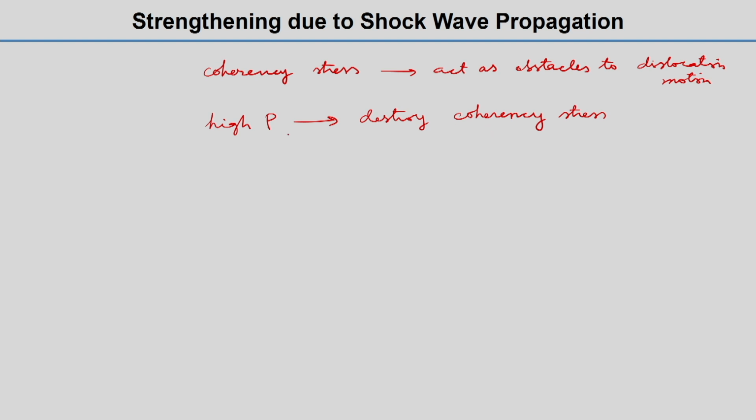So, this high pressure destroys the coherency stress and also the associated strengthening, that is the strengthening due to coherency stress. So, that is why this leads to the strengthening due to dislocations decreasing.